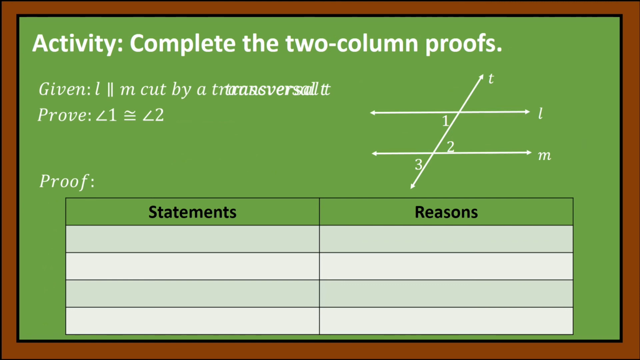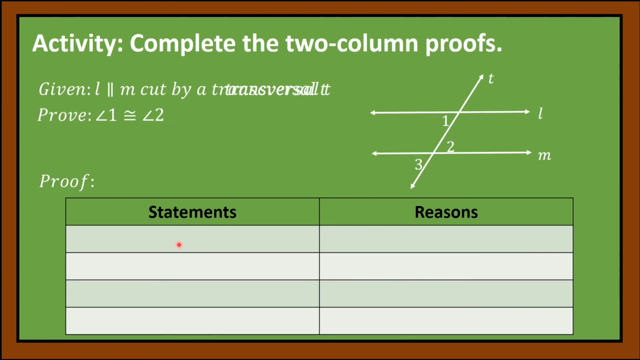So, another activity, complete the two-column proofs. So, ang given natin, line L is parallel to line M and cut by a transversal T. So, ito yung ating line L at line M na parallel lines at ito yung ating transversal na line T. So, kailangan daw natin i-prove that angle 1 is congruent to angle 2. So, ito yung ating angle 1 at angle 2.